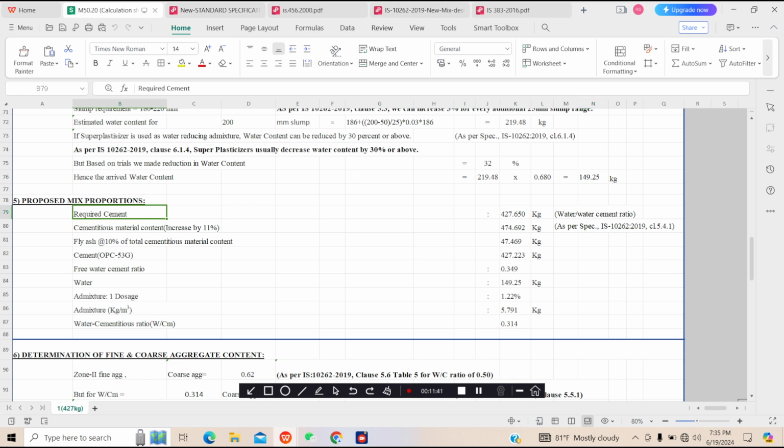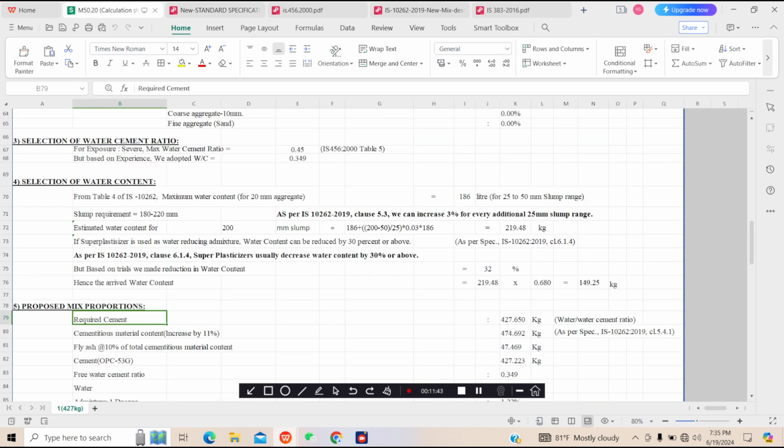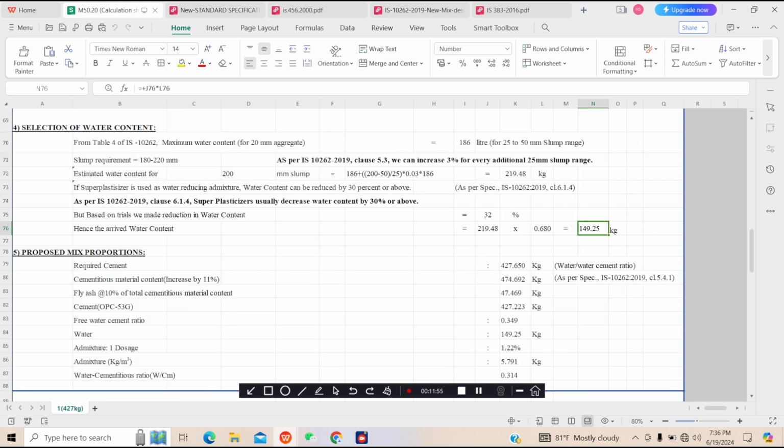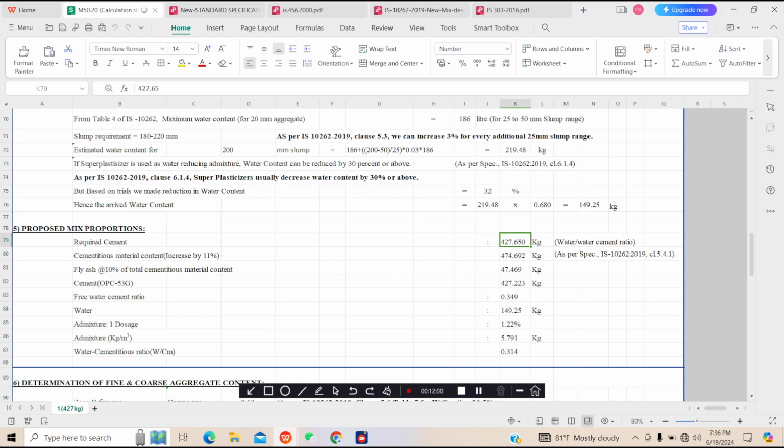Here the required cement. Since we have earlier calculated the water cement ratio as 0.349 based on the experience, and the water content we have achieved was 149.25, if we divide by the water cement ratio, we will get the required cement. Here we have used the fly ash. So if we use the fly ash, we have to increase the cementitious material content. That is, cementitious material content means cement plus fly ash.